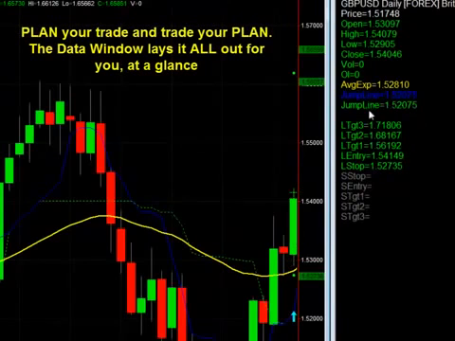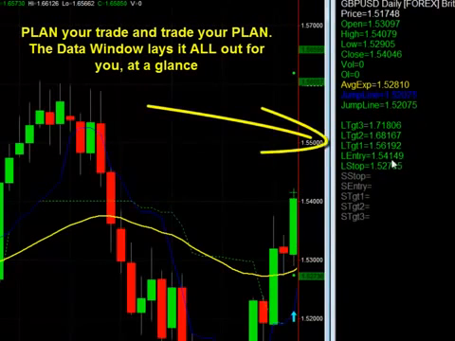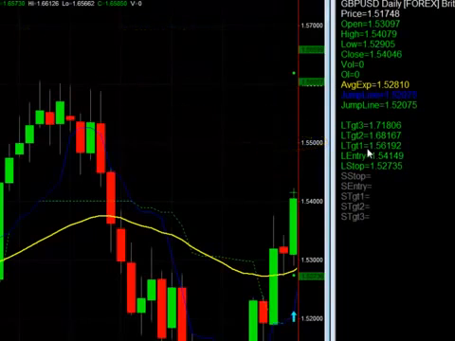And when you click on the setup bar, you get the entire trade in the data window. Your entry, your targets, and your stop. Typically at target 1, we're going to employ some sort of trade management to either eliminate risk or lock in some profit. And then we're going to exit part of our position at target 2, part of our position at target 3, and then we're going to trail the dark blue line for the remainder of the position.